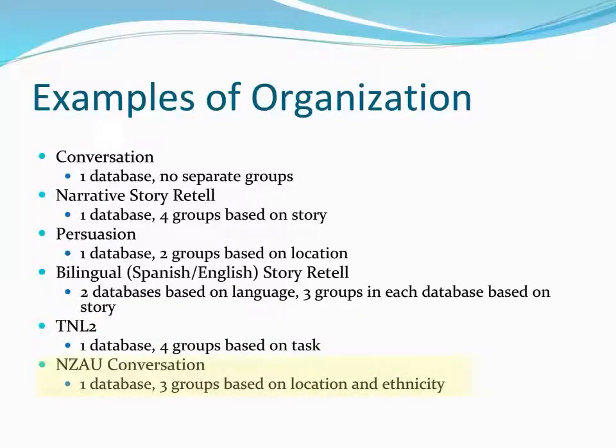Finally, the New Zealand-Australia Conversation Database contains transcripts collected in 2 locations, New Zealand and Australia. A subset of the New Zealand transcripts was collected from participants who were identified as Maori. To provide maximum flexibility, the transcripts were grouped by country and, within New Zealand, further grouped by ethnicity. The transcripts were added to the database in 3 groups: Australia, New Zealand Maori, and New Zealand non-Maori. When comparing transcripts to this database, users must select the location, both locations or specific country, and ethnicity, all ethnicities or just Maori.